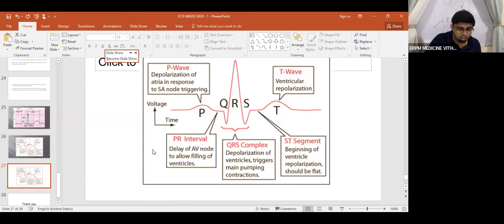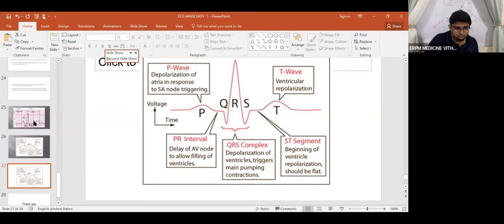Clear? Okay. Somebody listen to me. Kids, are you okay? About the abnormalities and everything, I will discuss in the proper ECG class. It is part of the session 2 viva.